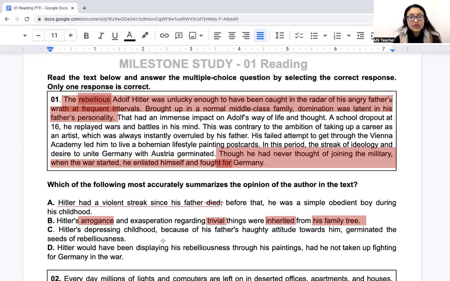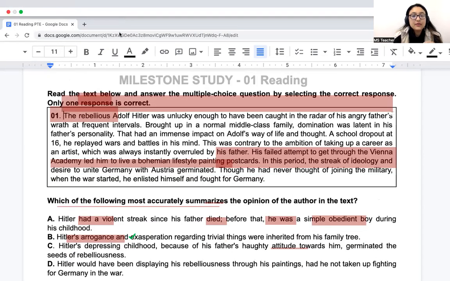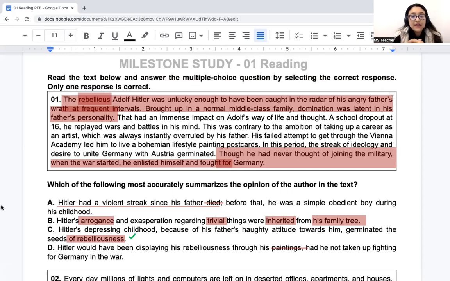Hitler's depressing childhood because of his father's attitude towards him germinated the seeds of rebelliousness. Yeah, so getting into this war and fighting for Germany has to do with rebelliousness. So C is a very viable option here. Hitler would have been displaying his rebellion through his paintings. Nothing. Yeah, they have talked something about paintings here, but that's not the main idea. Okay, so the right answer would be C. Now, obviously, in the exam, you're not going to talk like this. You're just going to have that conversation in your head, and that too very quickly.